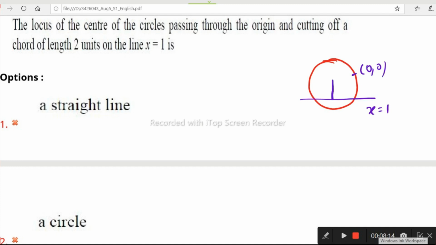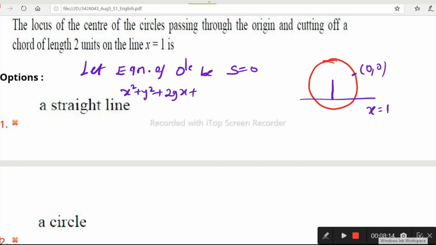Okay? So the center of the circle, you know clearly, is minus g, minus f when you take the equation of the circle as s equals 0. Let the equation of the circle be s equals 0. What is s? The general equation, that is x square plus y square plus 2gx plus 2fy plus c equals 0. Given that it is passing through the point 0, 0, first I am using that it is passing through 0, 0.